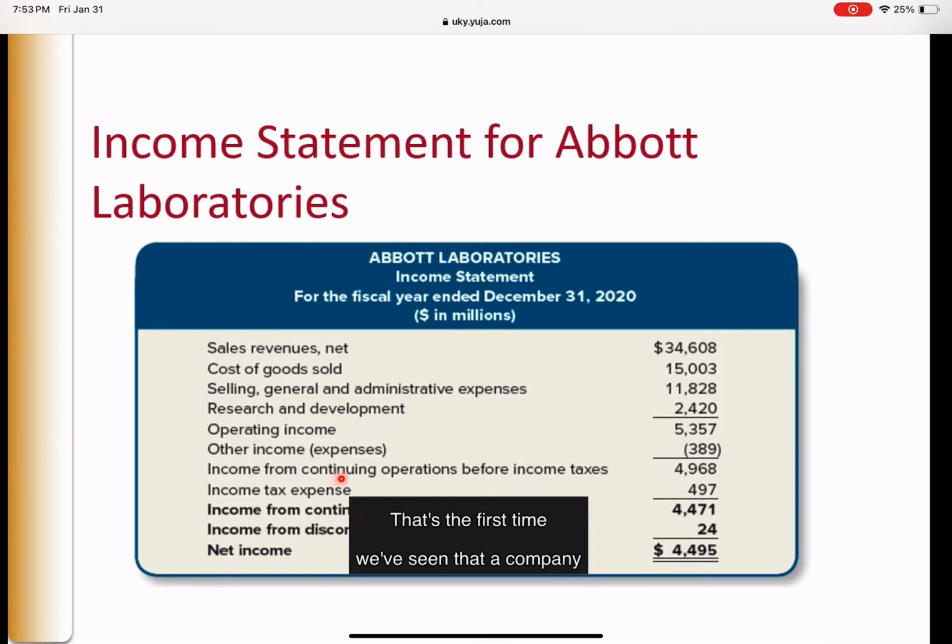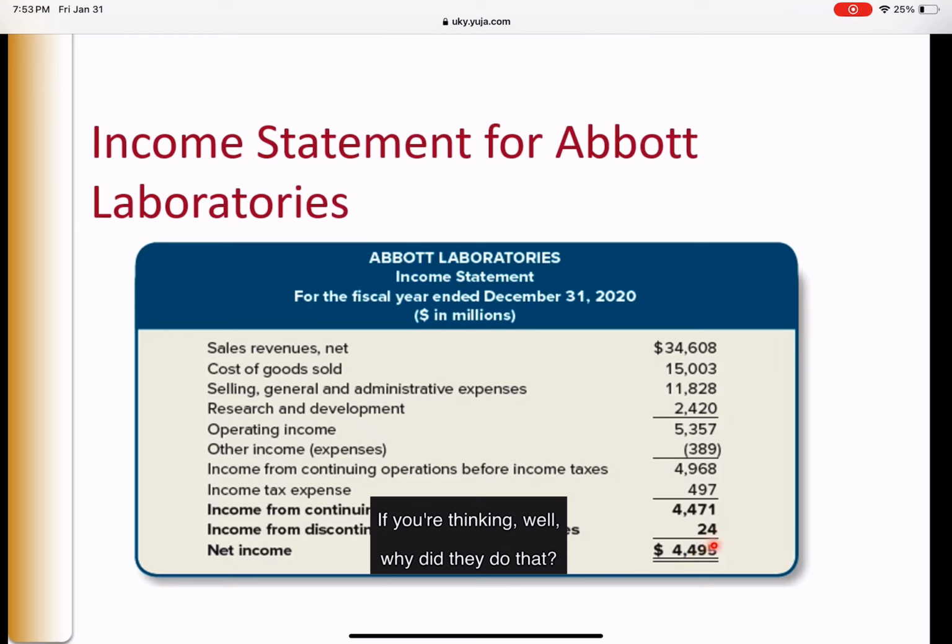And that's the first time we've seen that, a company referring to income from continuing operations. And the only reason is we got some discontinued operations. So they show you the tax on that and your income from continuing operations. And then the accountants will break it down for you, how much the loss was, and then the net effect of taxes on it. They usually have that in parentheses for $24 million.